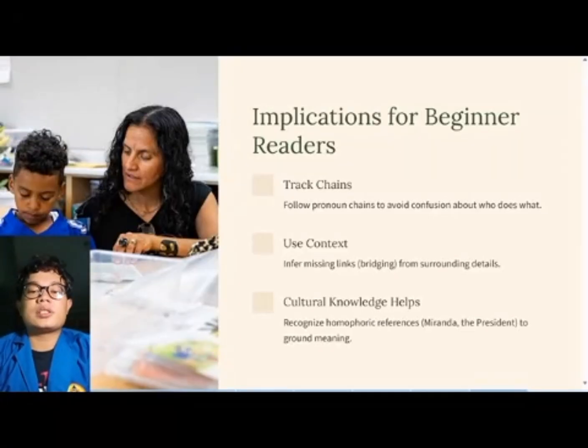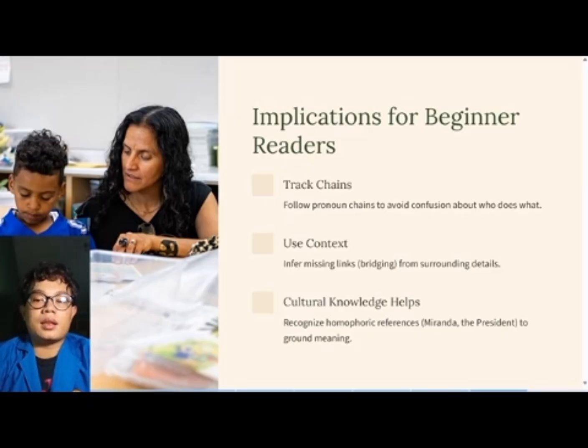Analyzing this structure reveals clear pedagogical takeaways for supporting beginner readers. First, educators must teach students how to actively track pronoun chains because the narrative moves incredibly fast. Keeping track of who is holding the gun, who is speaking, or who is being arrested requires a firm grasp of pronoun antecedent agreement. If a learner loses the chain, they lose the plot.